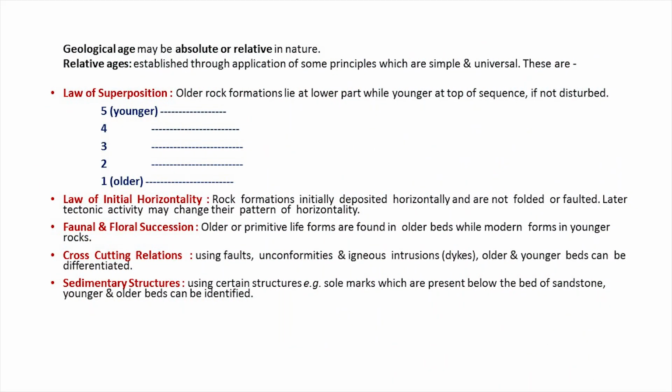The second law is the law of initial horizontality. The rock formations are initially deposited horizontally and are not folded or faulted. Later tectonic activity may change their pattern of horizontality. The third law is faunal and floral succession. This law states that the older or primitive life forms are found in older beds, while the modern forms are found in the younger rock formations.